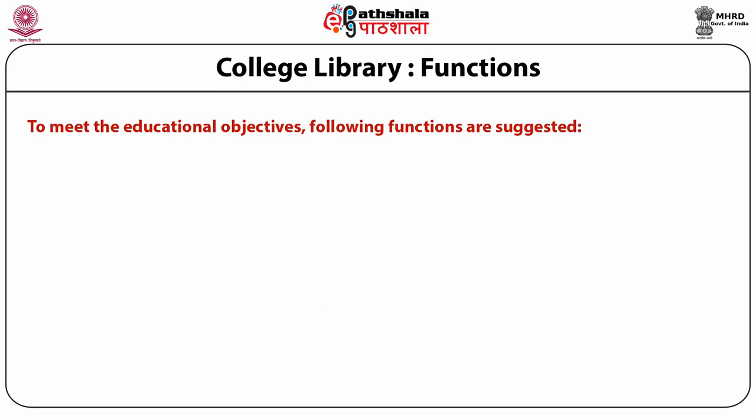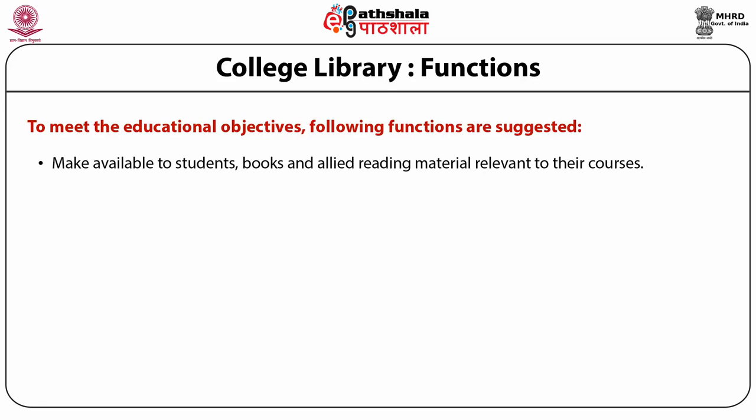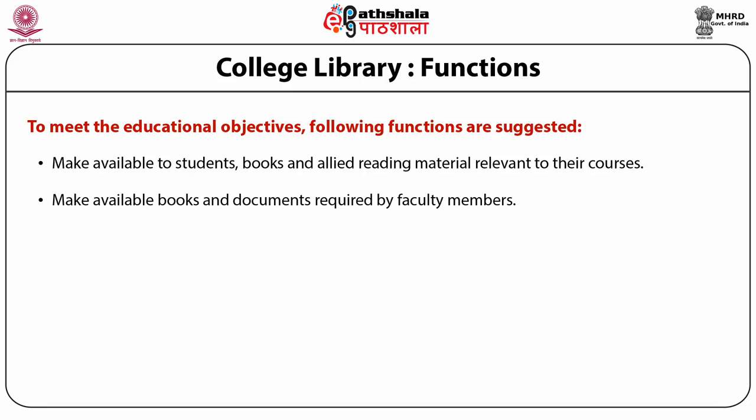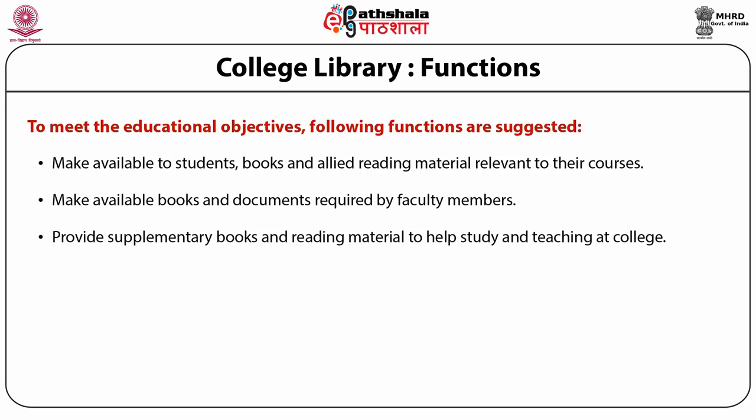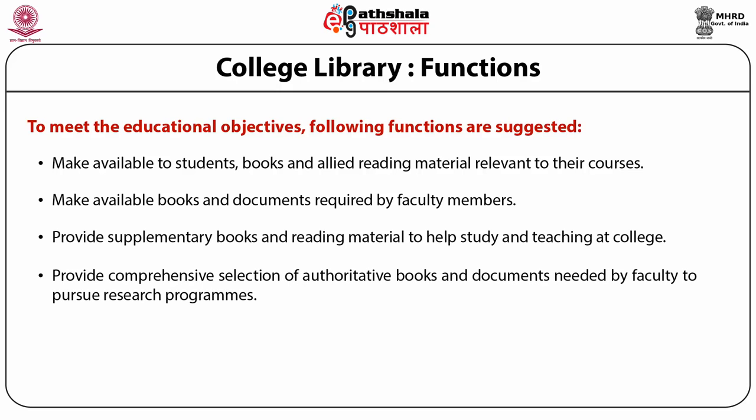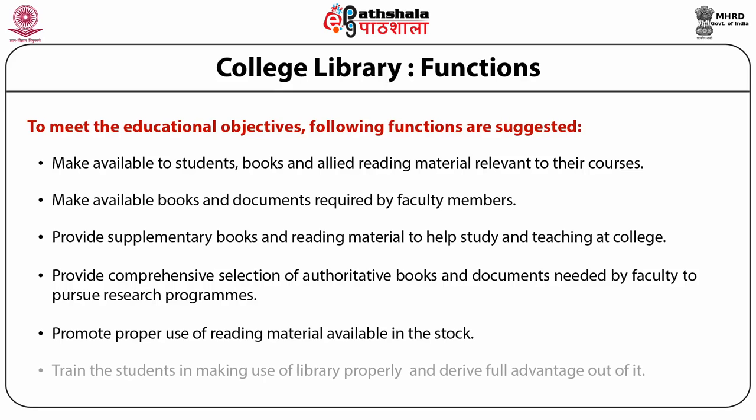To meet the educational objectives, some of the functions which are suggested for college library include making available to students books and allied reading material relevant to their courses, making available books and other documents required by faculty members, providing supplementary books and reading material to help study and teaching at college, providing comprehensive selection of authoritative books and documents needed by faculty to pursue research programs, promoting proper use of reading material available in the stock, training the students in making use of library properly, and deriving full advantage out of it.